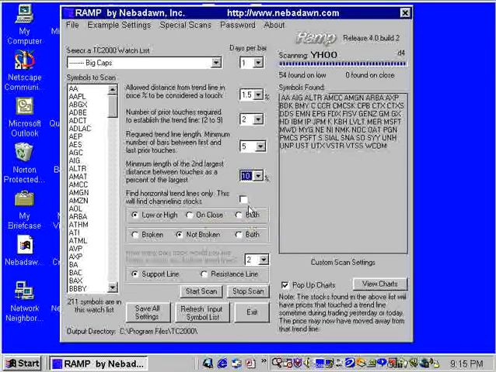Horizontal trend lines only. I think I will check that. I'm looking for a breakout through a horizontal resistance line. So if I check that, I will only see the horizontal or nearly horizontal lines. I'd like to find stocks that are breaking out on, for instance, this would be a high value as it is a resistance line. I'll leave that checked.